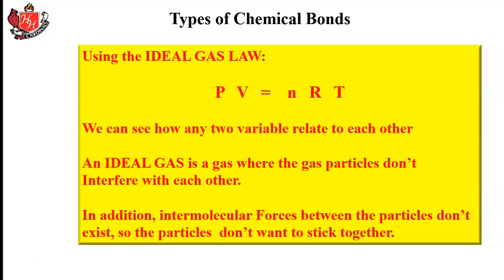Okay, so using the ideal gas law, we can see how any two variables relate to each other. So an ideal gas, what is that? It's a gas where the gas particles don't interfere with each other. In addition, intermolecular forces between the particles don't exist, so the particles don't want to stick together. They have enough energy, in other words, that they'll overcome the dipole-dipole, the hydrogen bond forces, the London dispersion forces, any of those forces that would attract them together. They have enough energy that those forces don't come into play.